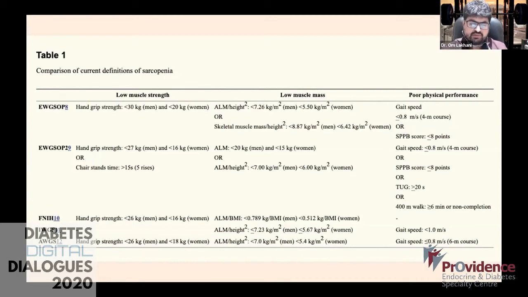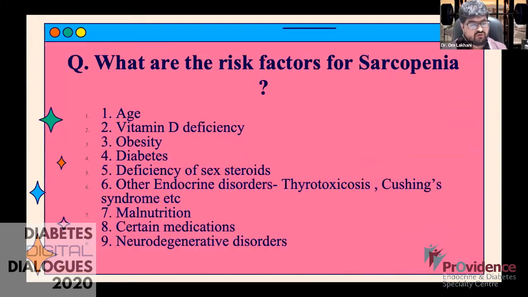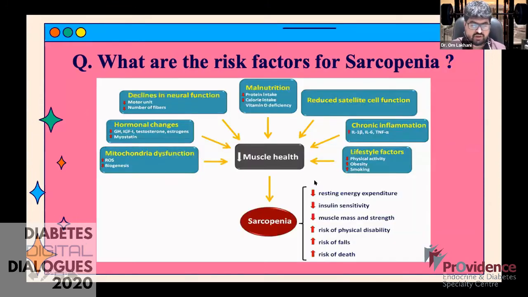I'll not go into details because I already discussed this, but you can of course look this up, and you can probably take a screenshot of this and save it and paste it in your clinic for making a quick diagnosis. So what are the risk factors for sarcopenia? Why does sarcopenia develop? Of course, age is the biggest risk factor, then vitamin D deficiency, obesity, and I'll talk about this in a few minutes, diabetes, deficiency of sex steroids, other endocrine disorders like thyrotoxicosis and Cushing's, malnutrition, very common in India, certain medications, and neurodegenerative disorders.